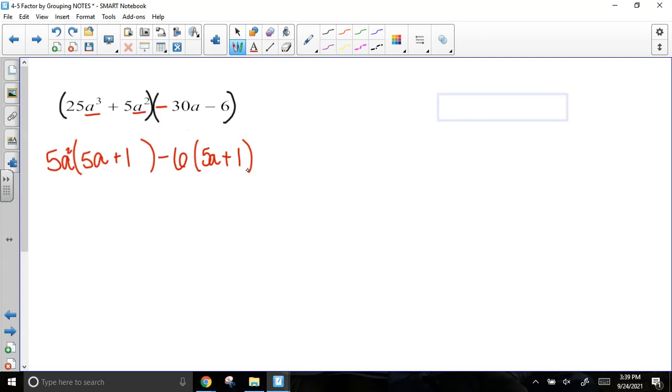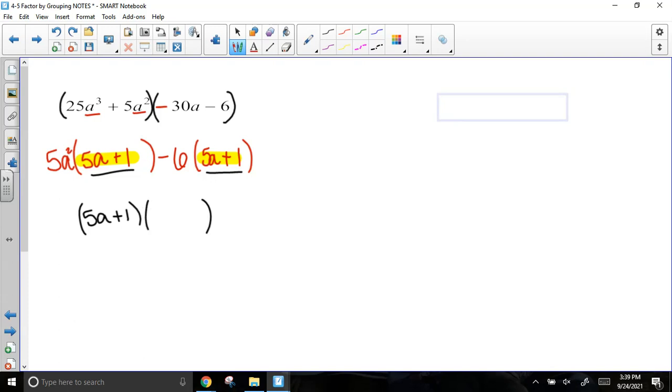But here's the cool part. Take a look at what I have. Do you notice something interesting? I personally find it interesting that this 5a plus 1 matches this 5a plus 1. And that's what you actually want to see happen. When you're doing factor by grouping, you want to have a matching pair because that ends up being your first factor. Now, what about your other factor?